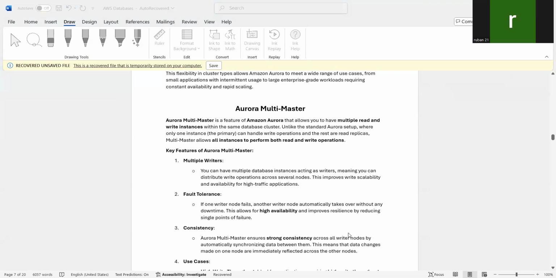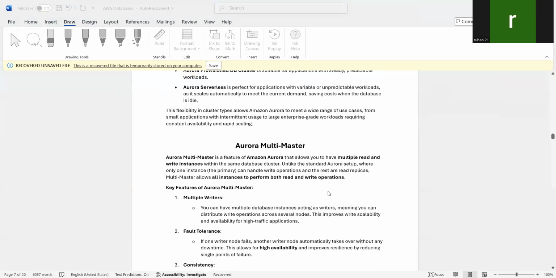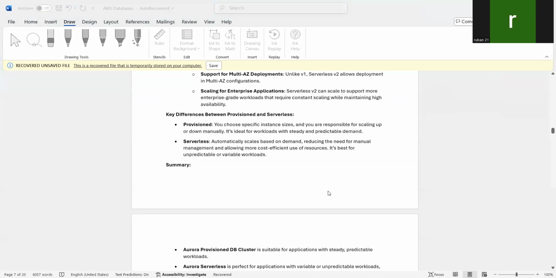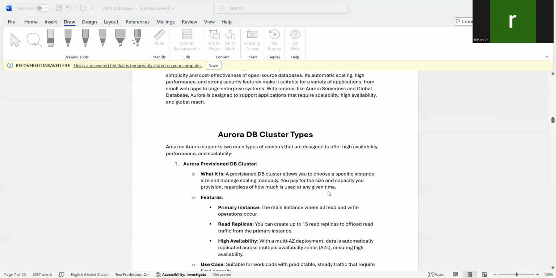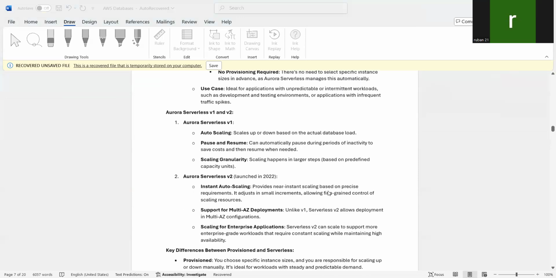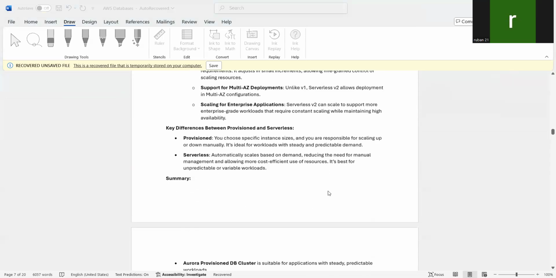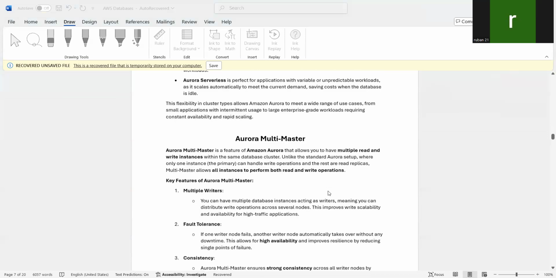Hello friends. In this video, we will see about Aurora Multi-Master. In the last video, we saw about Aurora DB cluster types, what all clusters we have, like serverless, provisioned, and all. So in this video, we will see about Aurora Multi-Master.